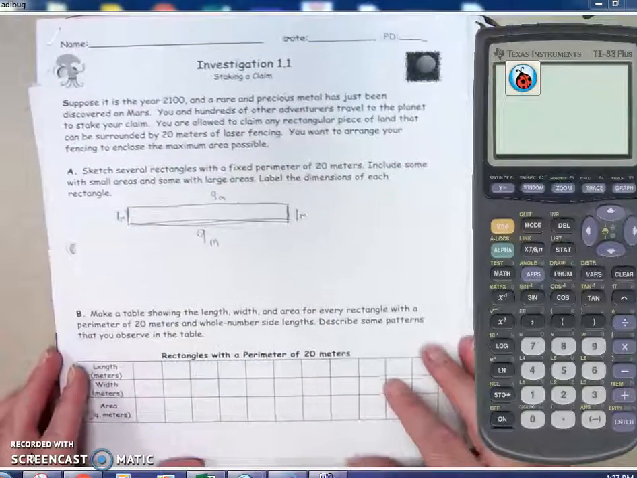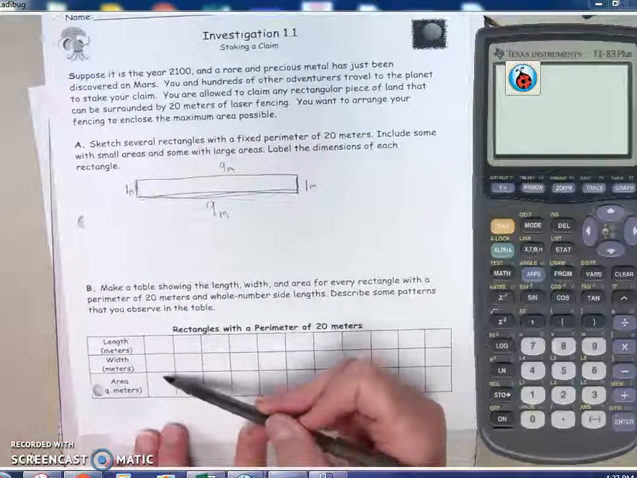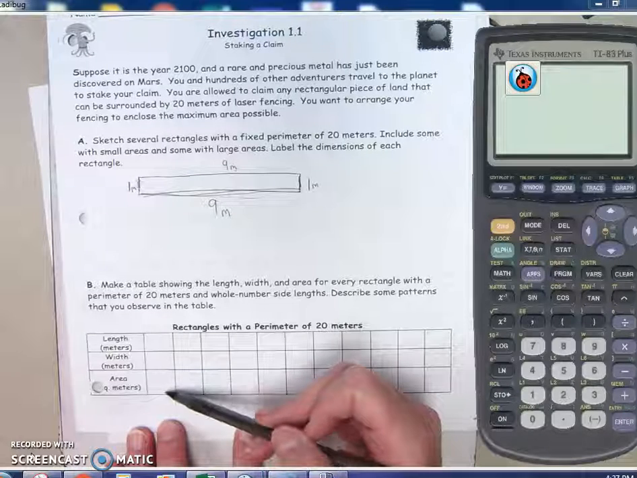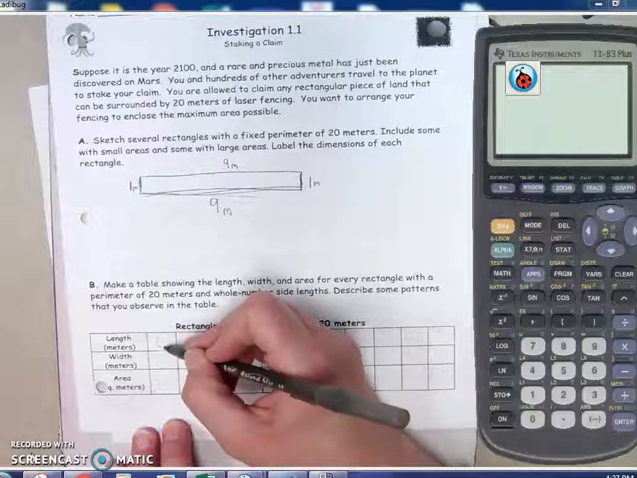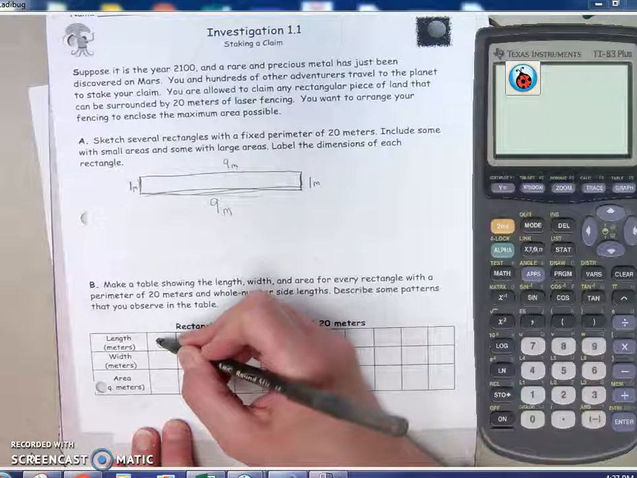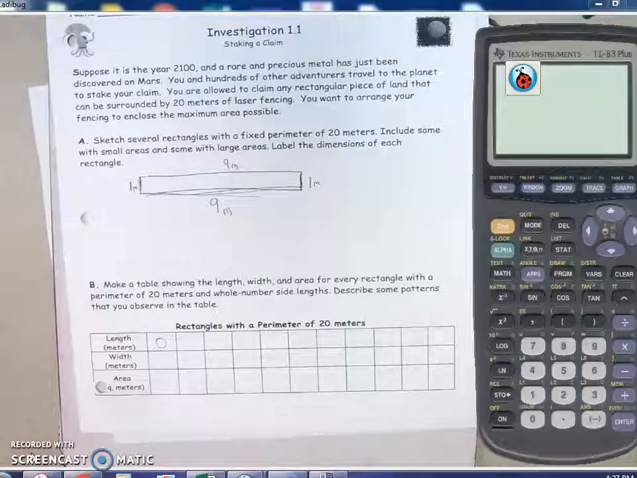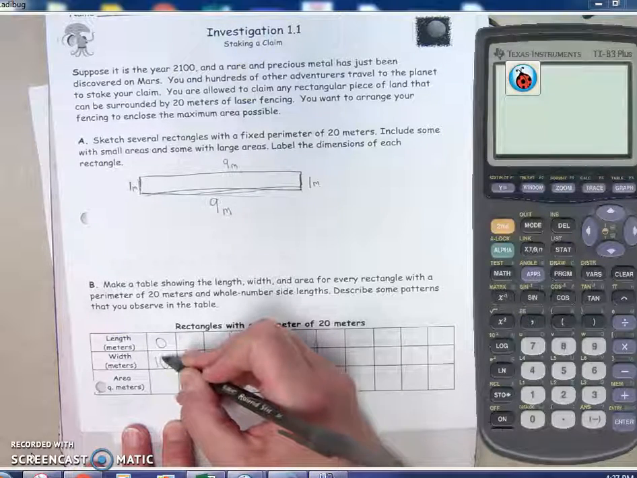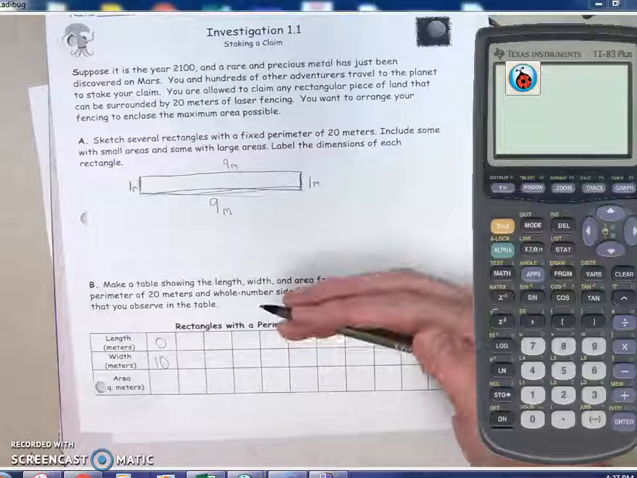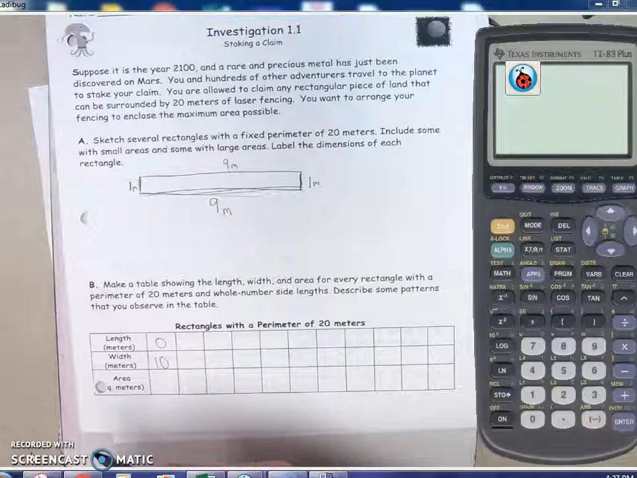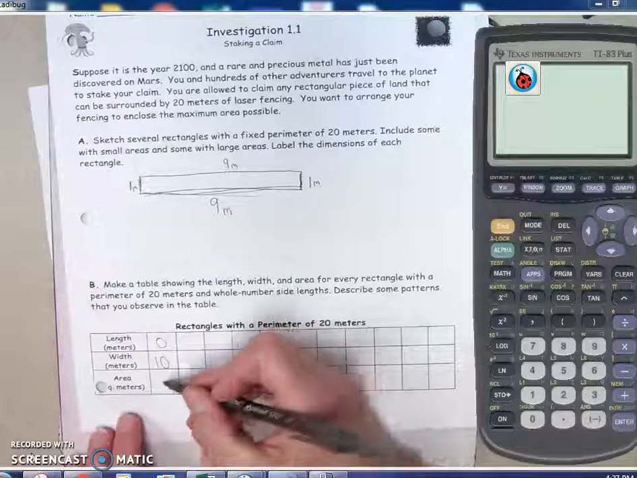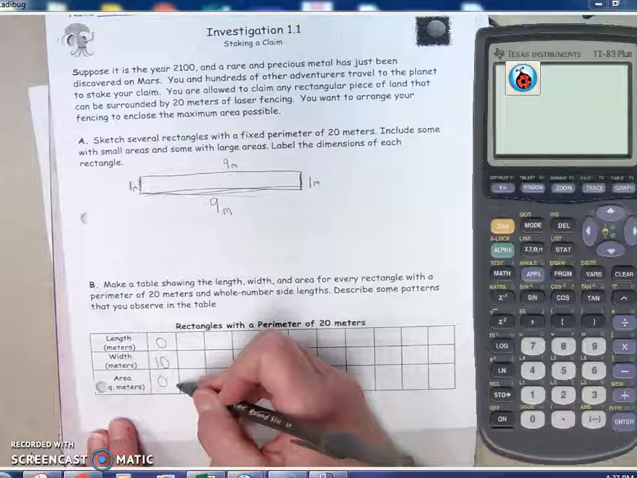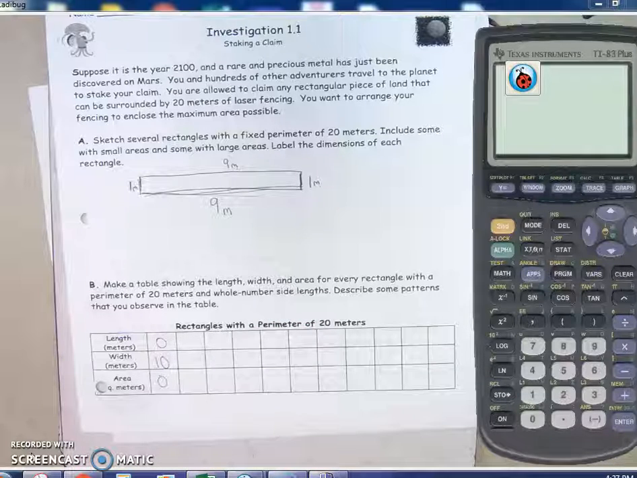So what we're going to do is create a table where we keep track of the length and then the width and the area. We're going to start with the length of 0. So if we had a length of 0, then the width of that fencing would be 10. And we have 2 10s parallel to each other with nothing in between. So the area would be 0. So this one is actually not possible because you wouldn't have any area inside.